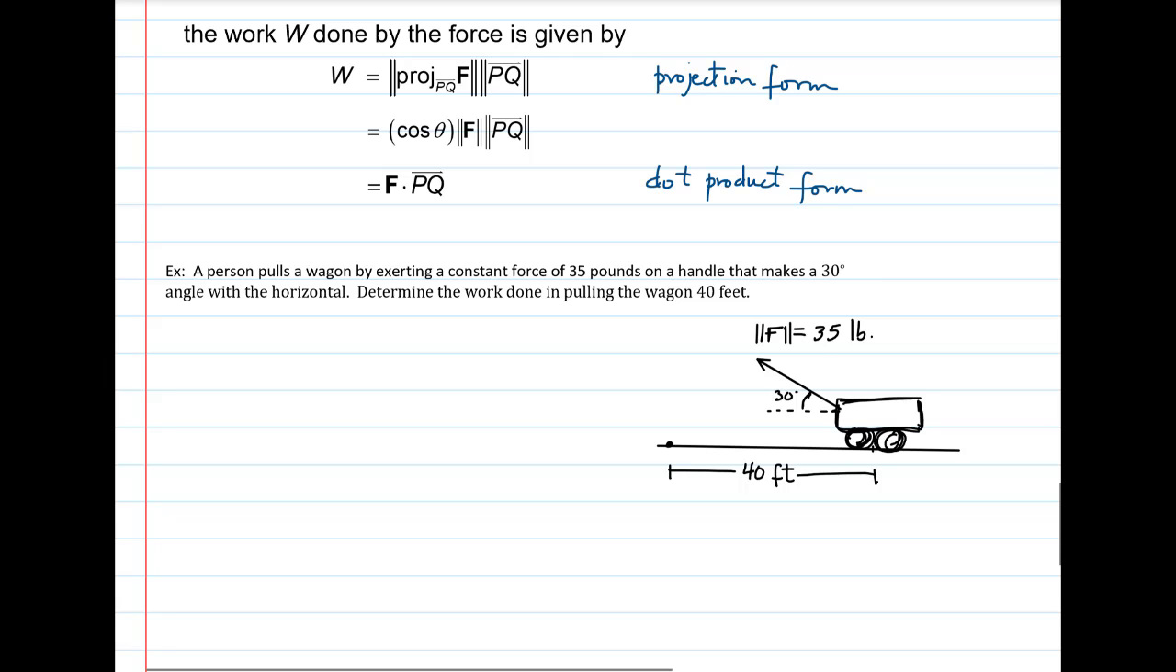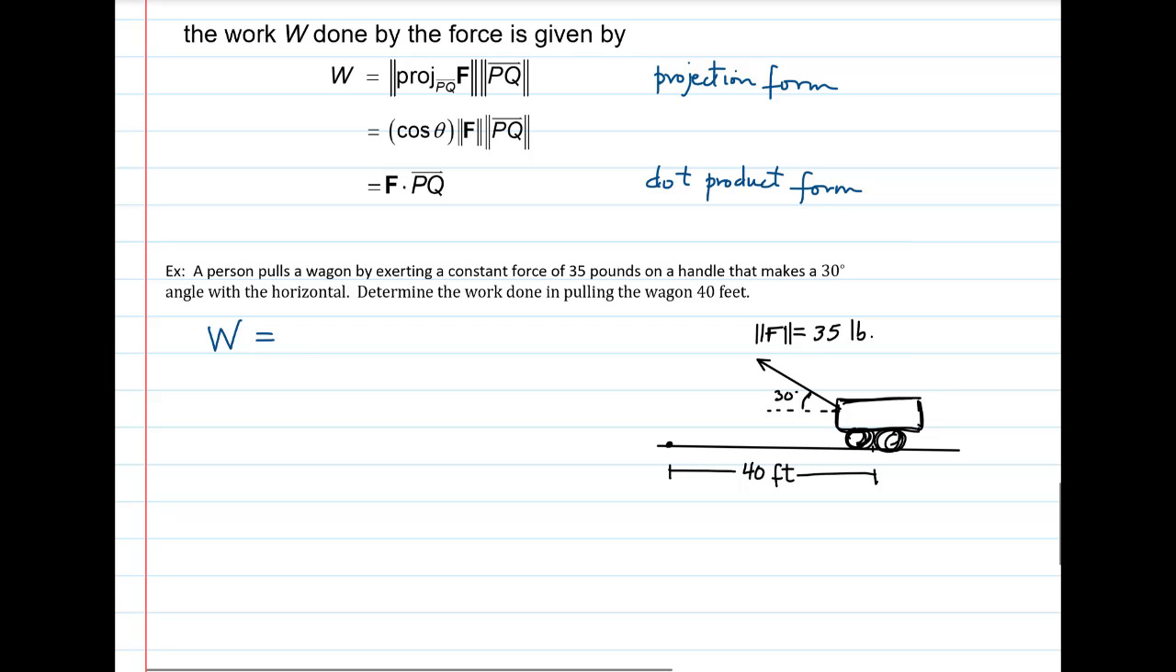We have a person who pulls a wagon by exerting a constant force of 35 pounds on a handle that makes a 30-degree angle with the horizontal. Determine the work done in pulling the wagon 40 feet. Notice here we have roughly a picture of what's going on, just pulling this wagon with that force. The force is at an angle of 30 degrees with the horizontal, and the distance you're going to move it is 40 feet. We want to determine the work done.